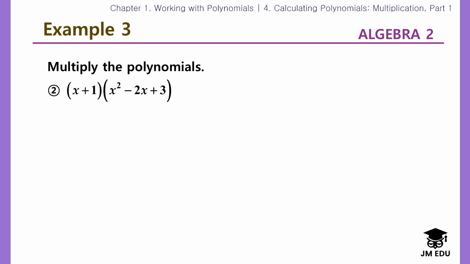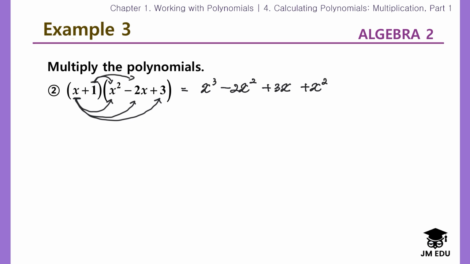Number 2, same way. x times x squared, that's x cubed. x times minus 2x, that's minus 2x squared. x times 3, that's 3x. Now starting from 1, 1 times x squared, that's x squared. 1 times minus 2x, that's minus 2x. 1 times 3, that's plus 3.